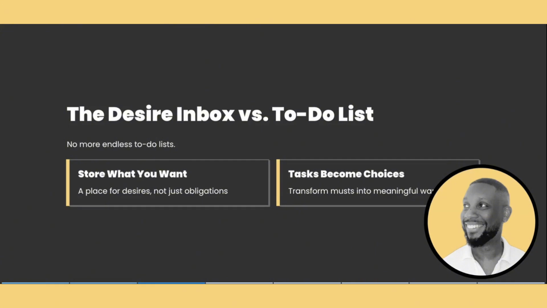So what I call this to-do list instead is the desire inbox. There's a desired outcome that I want. I want this to no longer be a thing that is taking up mental real estate right now, so I desire to do something with it. So store what you want in a place for desires, not for obligations. To-do list sounds like obligation. You have to do this, and that's really annoying.